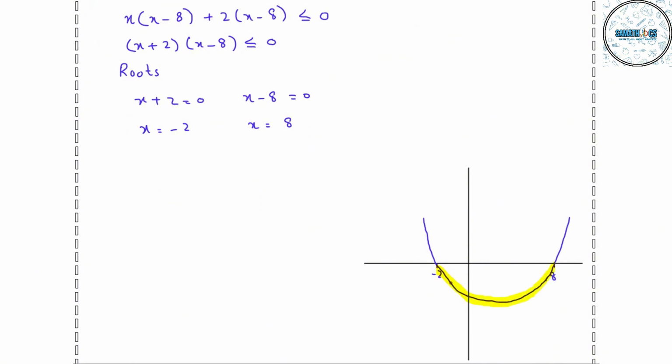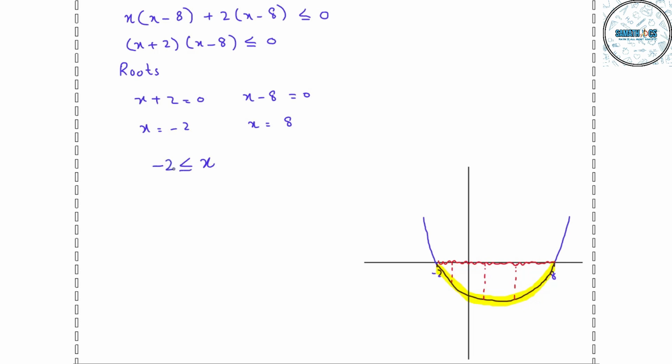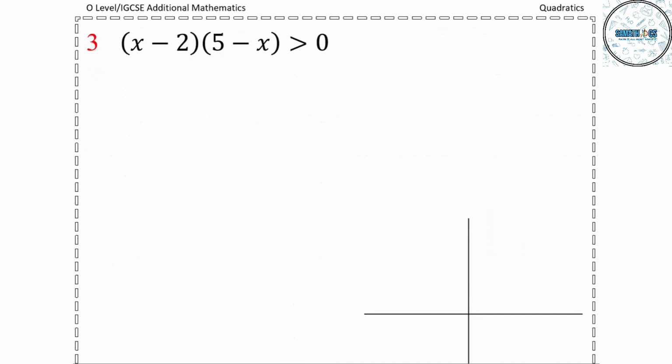And on this part of the curve, the values of x are in between minus 2 and 8. So these are the values of x which we have to consider. As we have here the less than or equal to sign, we will write the answer as x is greater than or equal to minus 2 and less than or equal to 8, as the values of x are in between minus 2 and 8.